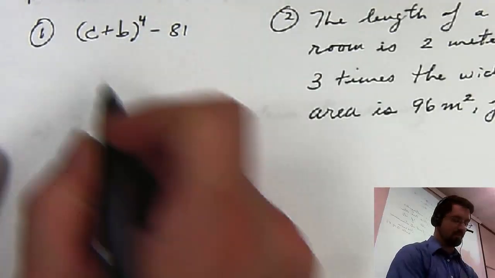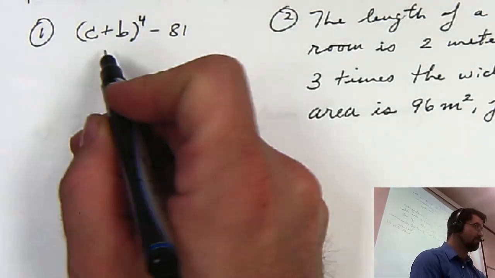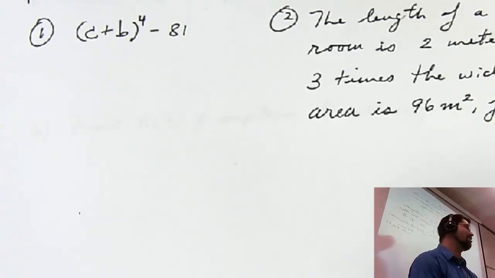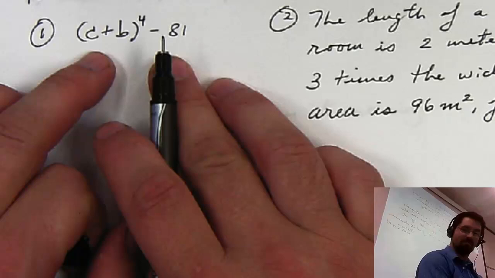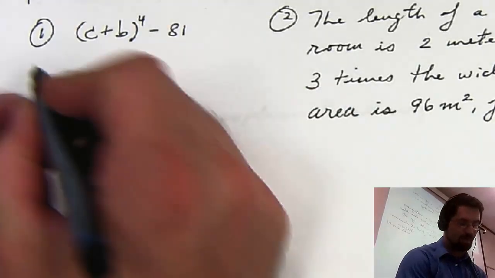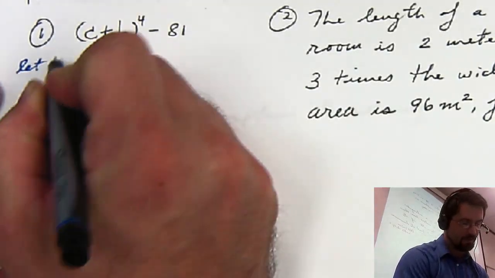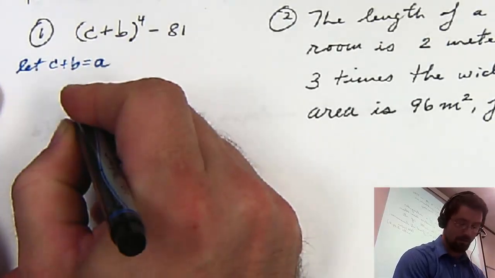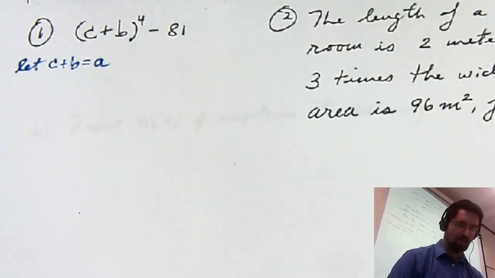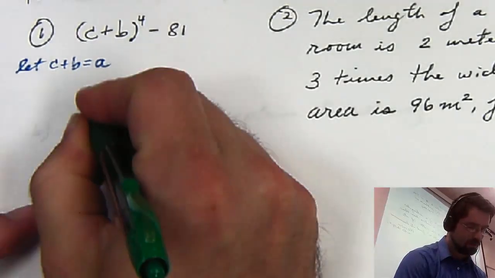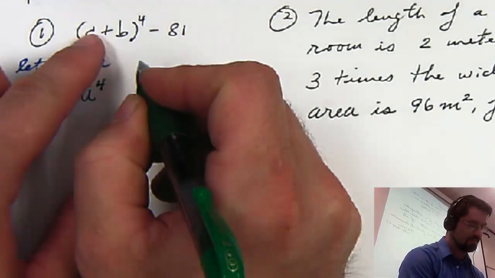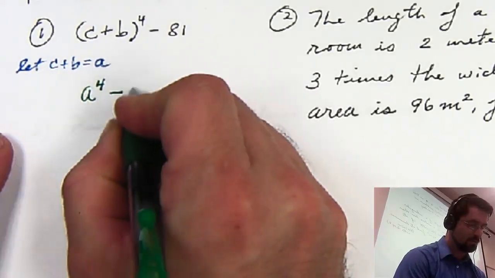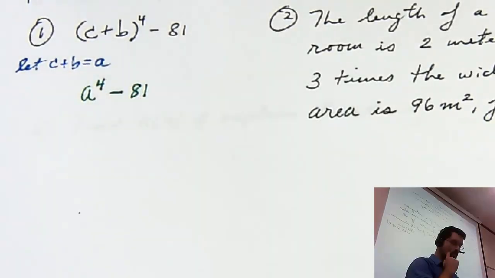So, the first one, who was it? Jessica. Jessica suggested that C plus B equals A. And I know that was random, but she was absolutely right. Because what we do to solve this kind of problem is we let C plus B equal A, and temporarily, you know what, I want to use some green here. We temporarily replace that term with this.